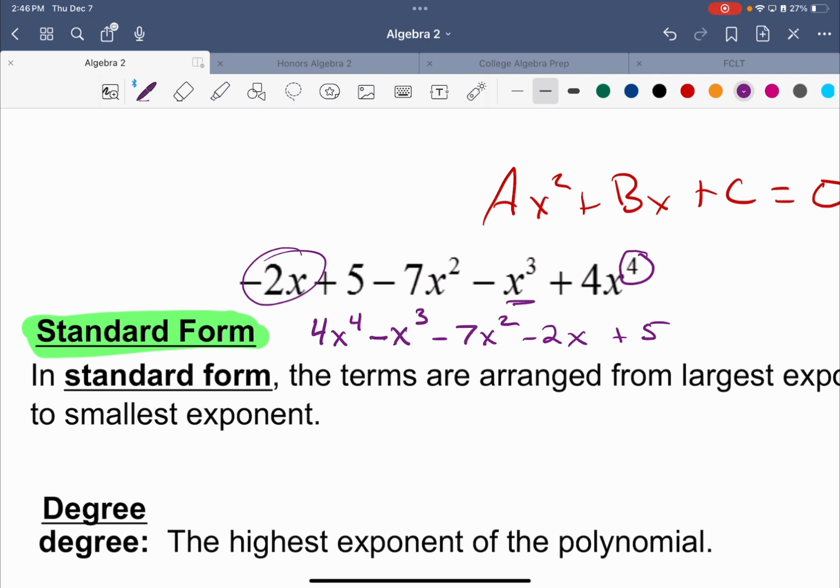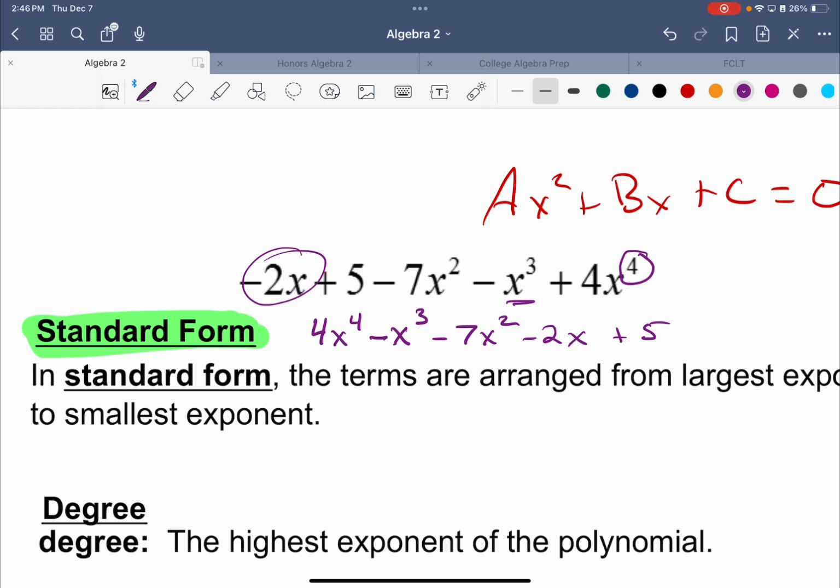So our exponents go 4, 3, 2, 1, none. To be in standard form, does it have to go 4, 3, 2, 1, none? No. Does it have to go 6, 5, 4, 3, 2, 1? No. Could it go 6, 2, none? Yes. As long as you're going from the largest exponent to the smallest exponent, then it's in standard form. Again, that last piece, that 5, we'll talk about in a minute.